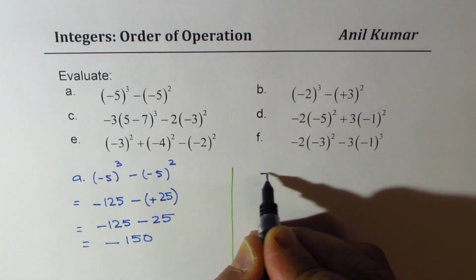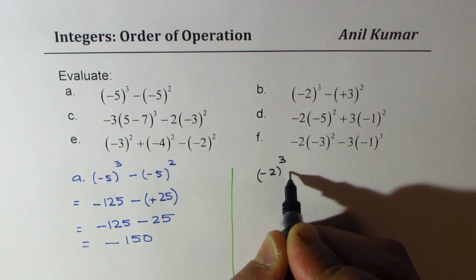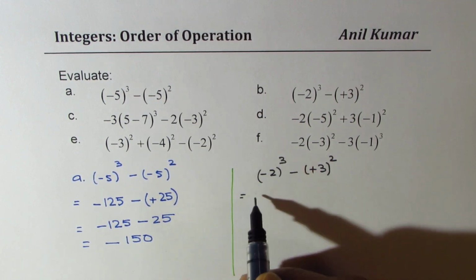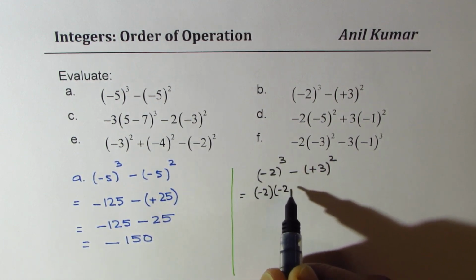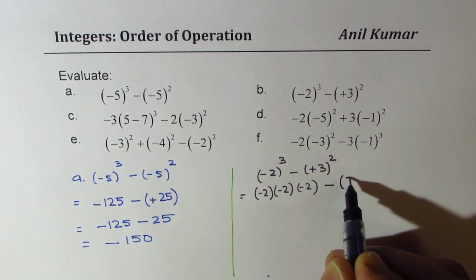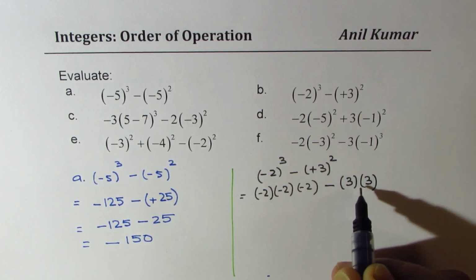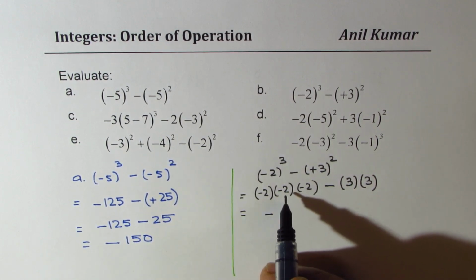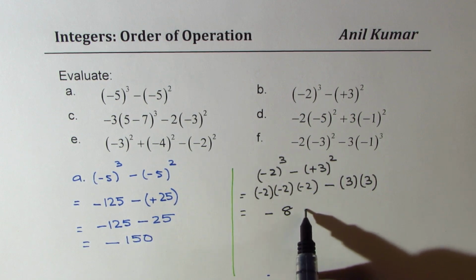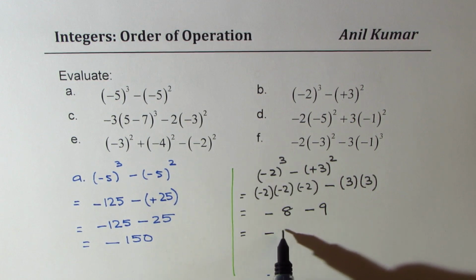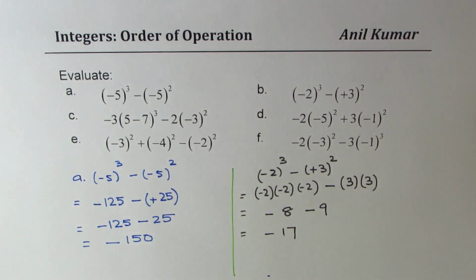(-2)^3 - (+3)^2. Now you could also do it like this. (-2)^3 means minus 2 times minus 2 times minus 2. And this is negative of plus 3 square. You could write 3 times 3, right? That is plus 3 square. Now 3 negatives will result in a negative. 2 times 2 is 4, 4 times 2 is 8. Minus 3 times 3 is 9. So minus 8 minus 9 gives you minus 17. So you could follow any of these steps, whichever are simpler for you.